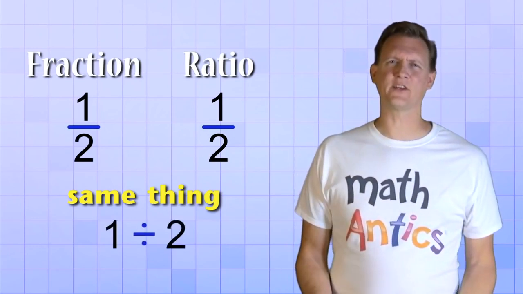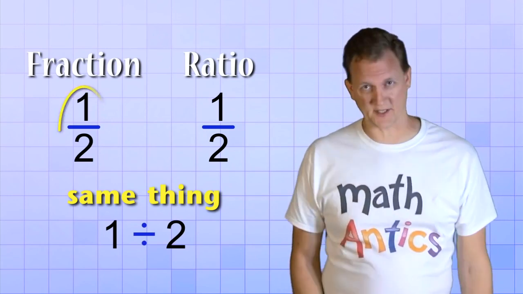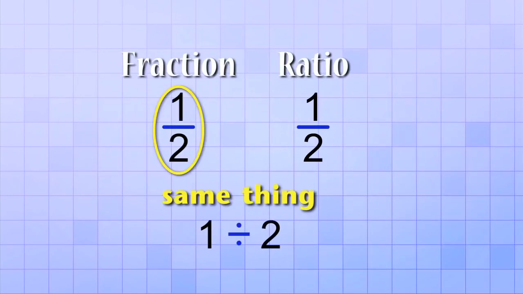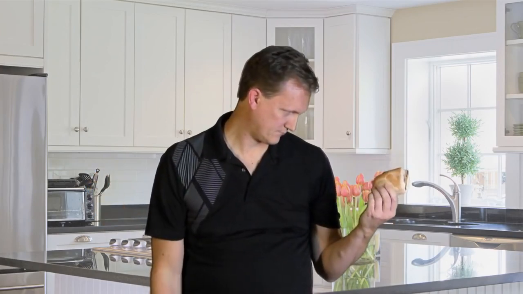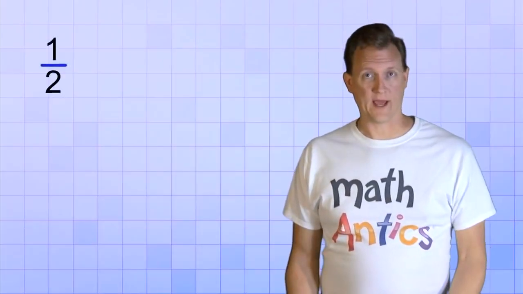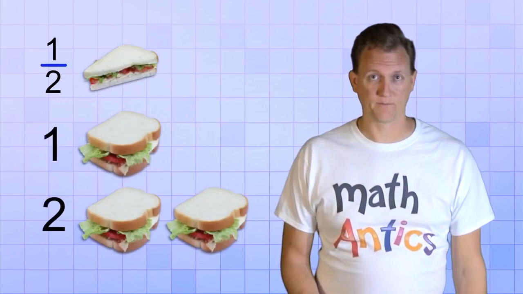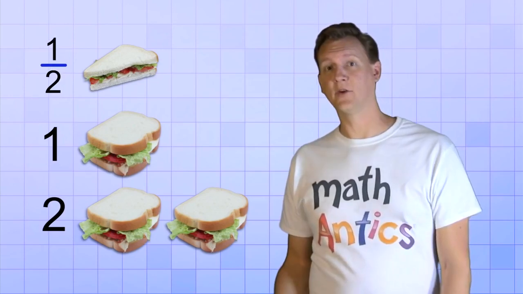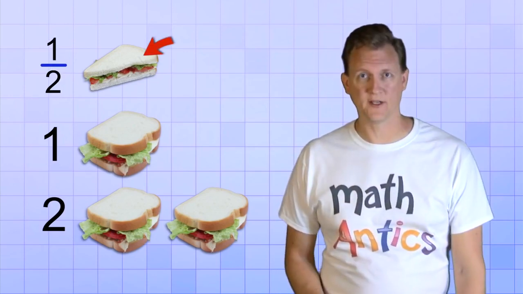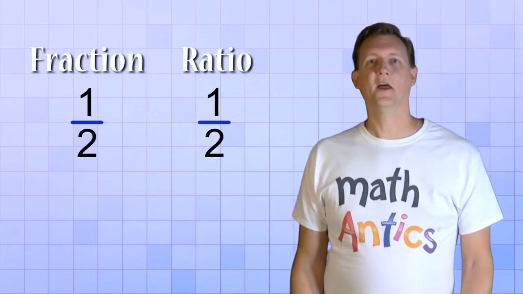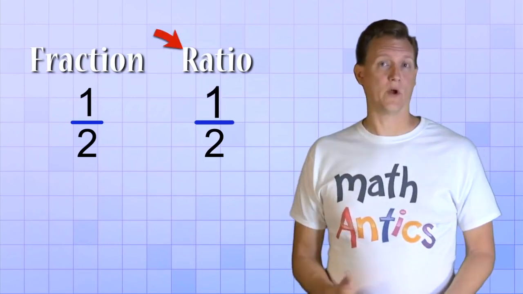But in the case of the fraction, we usually treat it as if it's just a single number. For example, at lunchtime, you might eat 1 sandwich, or if you're really hungry, you might eat 2 sandwiches. But if you're not very hungry, you might just have half a sandwich. We can use the fraction 1/2, just like we use 1 or 2 to show how many sandwiches you eat. It's just that in the case of 1/2, we know that it's only part of a sandwich, just a fraction of one. Now let's see how we can use the ratio 1 over 2.